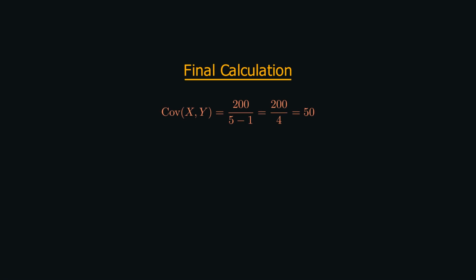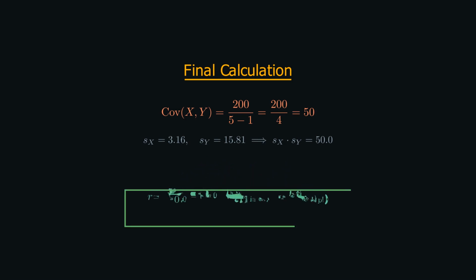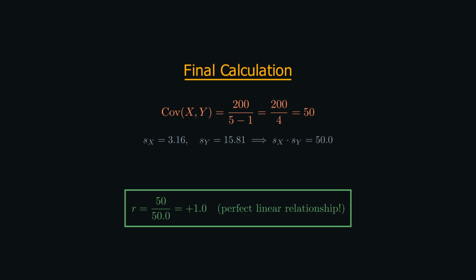Now we use the same data to find the correlation. The sample standard deviation of x, Sx, is the square root of 40 divided by 4, which is 3.16. The sample standard deviation of y, Sy, is the square root of 1000 divided by 4, which is 15.81. Their product Sx times Sy equals 50.0. The correlation r equals cov of x and y divided by Sx times Sy. That is 50 divided by 50.0, which gives r equal to plus 1.0.